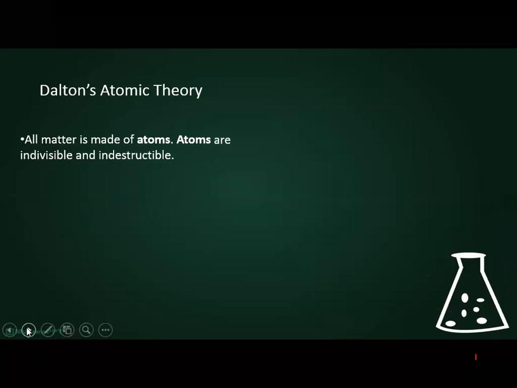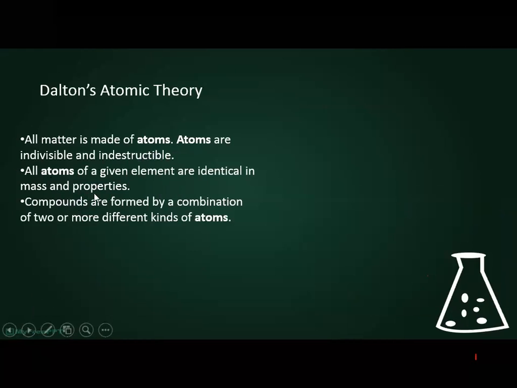Dalton's atomic theory, what we have learned in Dalton's atomic theory, that all matter is made up of atoms, or atoms are the indivisible and indestructible particles. All atoms of a given element are identical in mass and properties. Compounds are formed by a combination of two or more different kinds of atoms. I believe that you people have remembered the postulates of Dalton's atomic theory, and we are just recapping it. Okay, so next is a chemical reaction is a rearrangement of atoms.